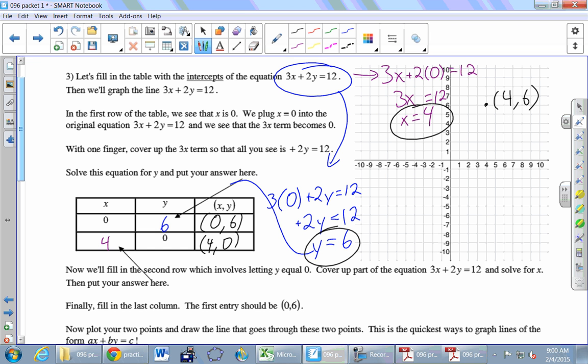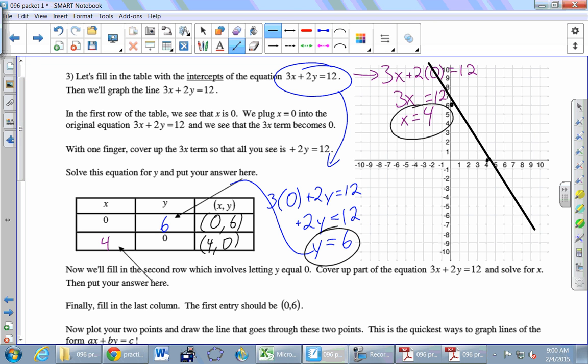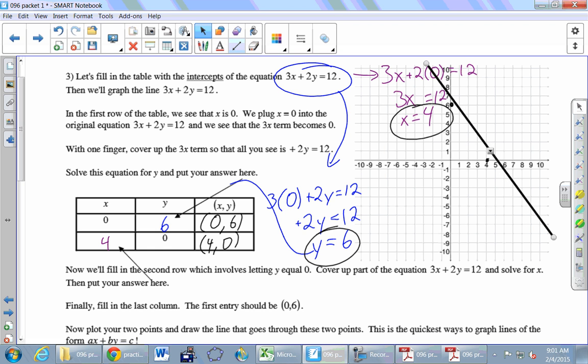4 comma 0. So it's really easy to kind of fall into that trap because you see an x and a y and you want to put them together and make a point. But it's actually two different points. So we plot those two different points. 0, 6, I guess that's up here. And 4, 0, that's way over there. And then connect with a straight line. Good enough.